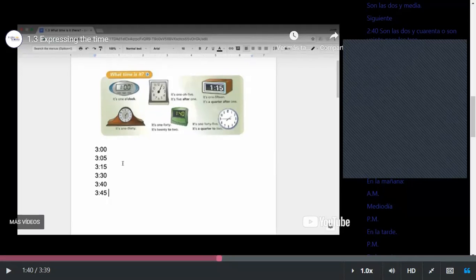Y ahí podemos usar la palabrita to, como ustedes me dijeron, it's 20 to 4, o pueden usar la palabra before. En ese caso sería it's 20 before 4. Or it's 20 to 4. 20 para las 4. It's 20 to 4 p.m. It's very difficult, huh? Okay.